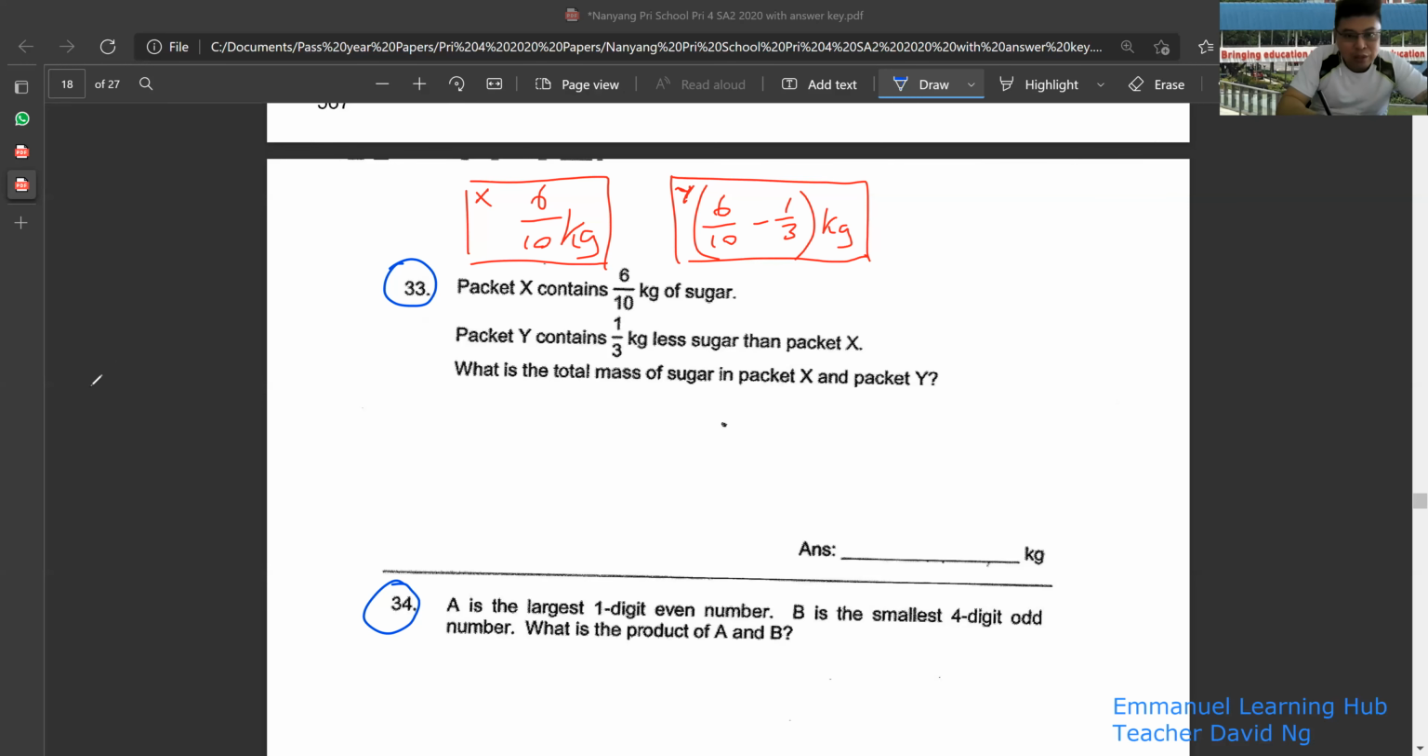Which one minus which one? 6/10 minus 1/3. Yes, 6/10 minus 1/3. You know how to minus?